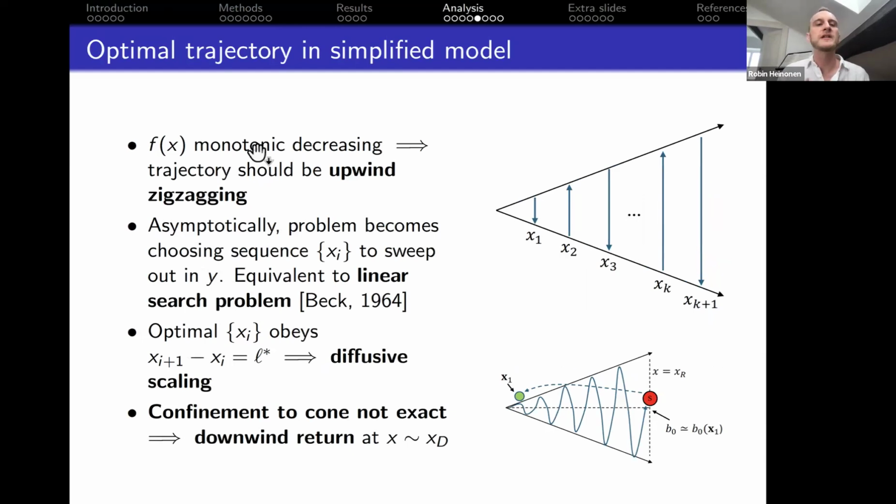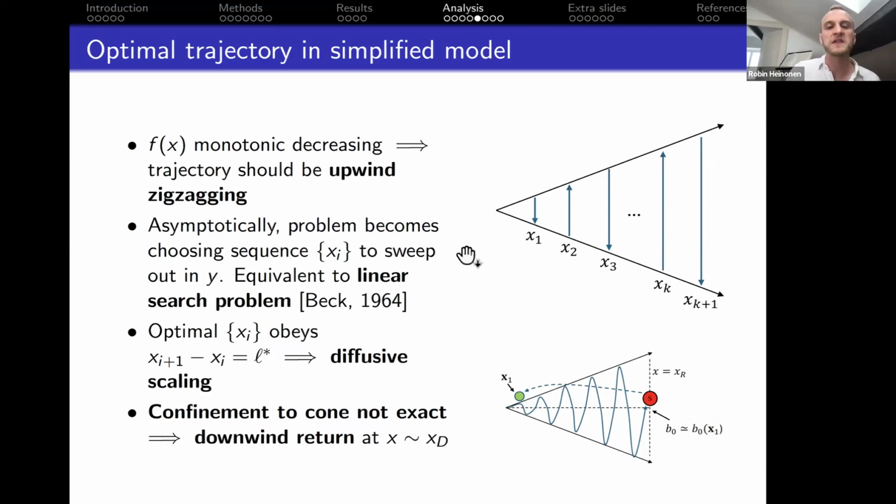So under the simplified model, we can deduce what the optimal strategies should be. First of all, provided that our function f of x is monotonically decreasing, we can argue that the trajectory should in fact be these upwind zigzags, because these are the kinds of motion that maximize the rate at which you sweep out probability.